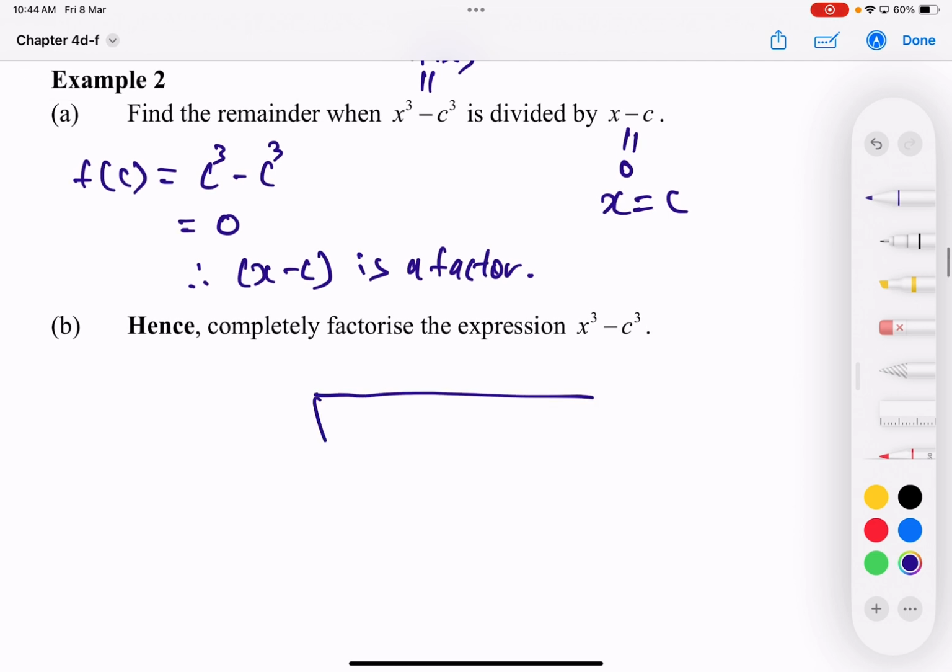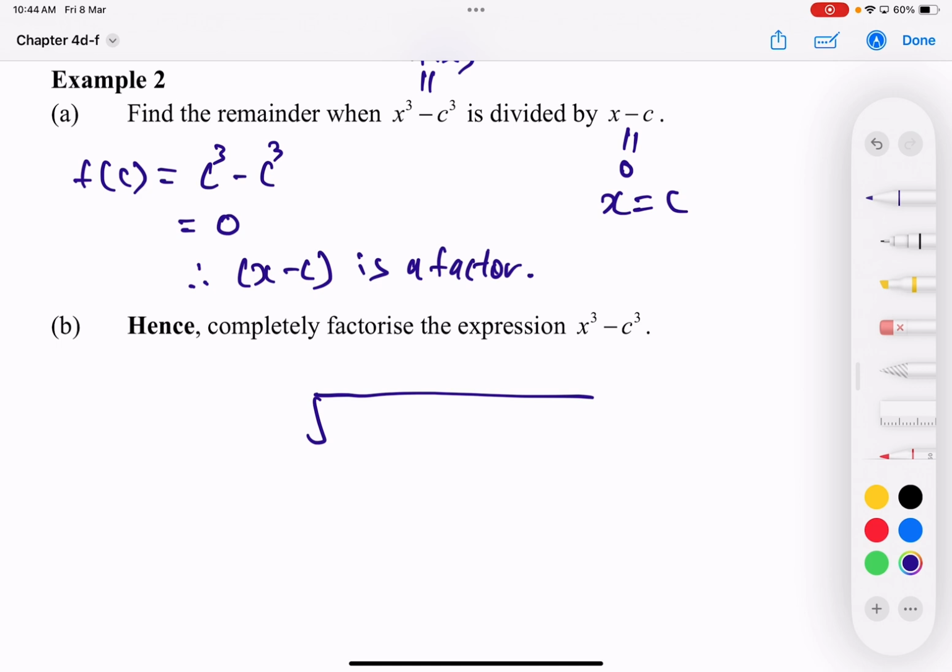So how do we do that? I have my original expression. This one is a very good long division question, because many of you will get stuck when you try to do long division for this one.